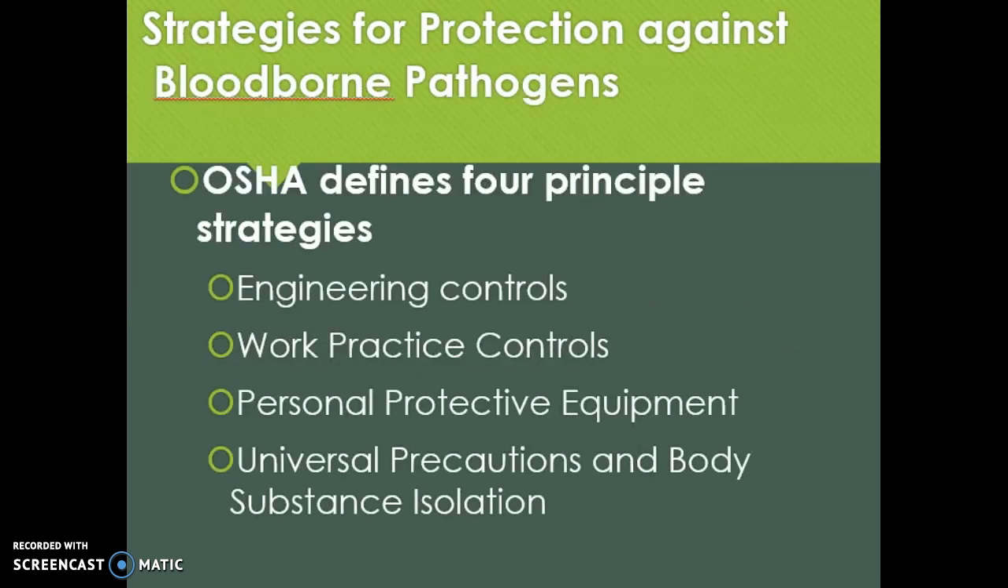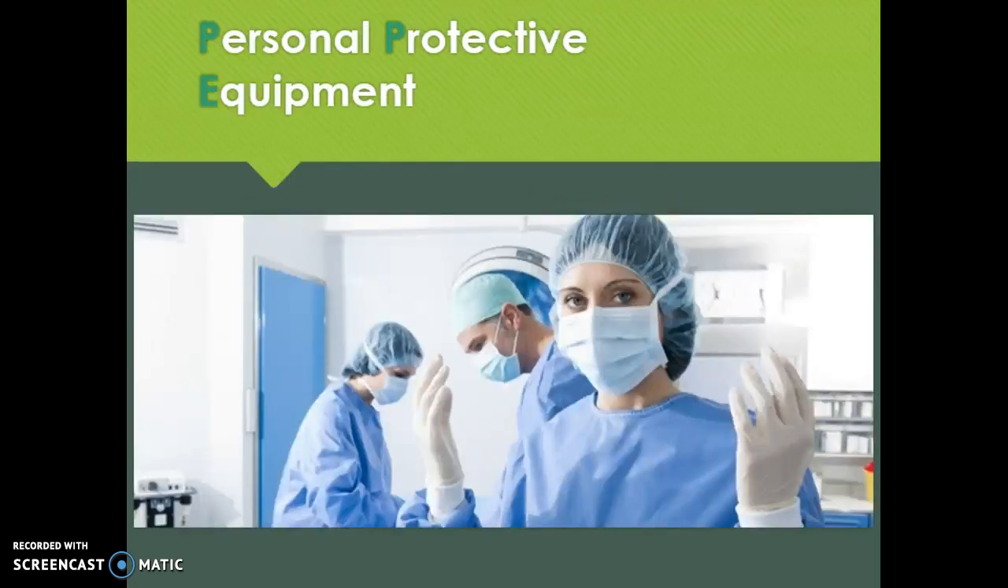They define 4 principal strategies, including engineering controls, which means what are we doing to prevent a problem in the first place, then adapting it to the workplace, giving people protective equipment, and then universal precautions, which we've already discussed both in clinical and in class. Personal protective equipment, again, you learned all about this in clinical.